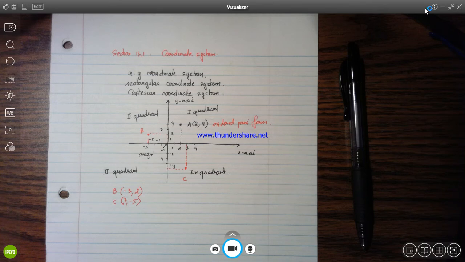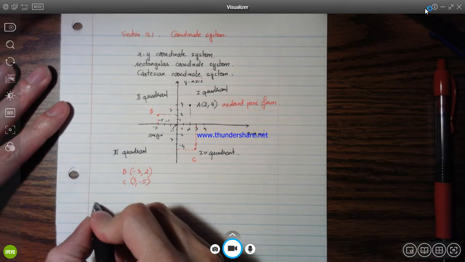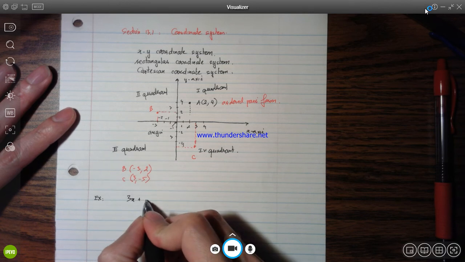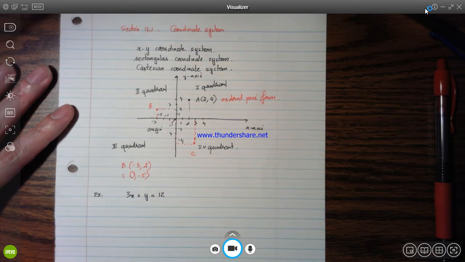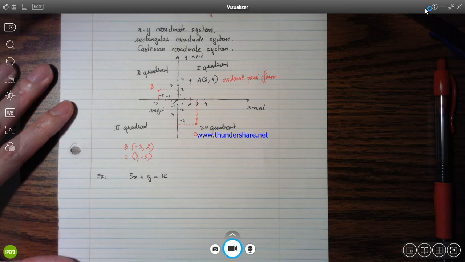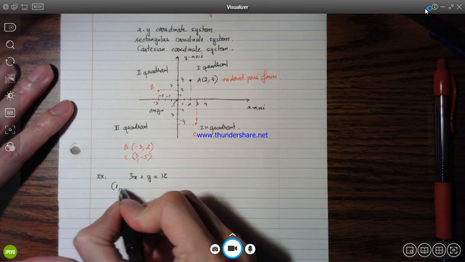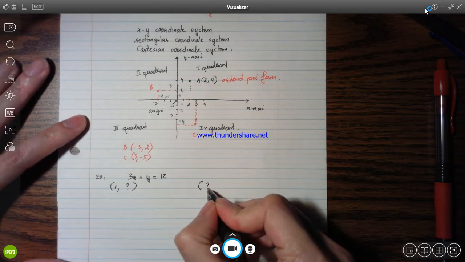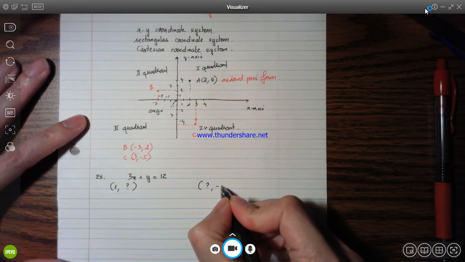I can give you the equation, and from that equation you can find either the x component or the y component. For example, I give you the equation like this. Okay, and I give you the x component and I'm asking you for the y component, or I can give you the y component and I'm asking you for the first component, which is the x component.